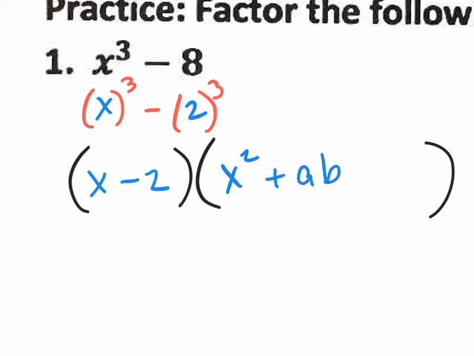But you know what? You shouldn't write that. What's going to be in there? What is a times b? It's x times 2. So what do you get? 2x. And then the last term is plus b squared. What's that last term going to be? What's b squared? 4.